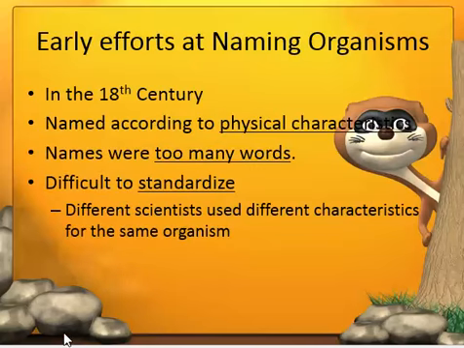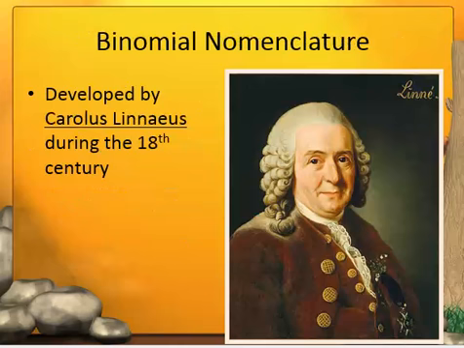So in the 18th century, they used to try to name organisms according to the physical characteristics. But what ended up happening was that there are too many words. So it might be black, rough fur, 5 feet tall. You can imagine how many different characteristics you would add in order to specifically identify an organism. And sometimes scientists would use different characteristics for the same organism.